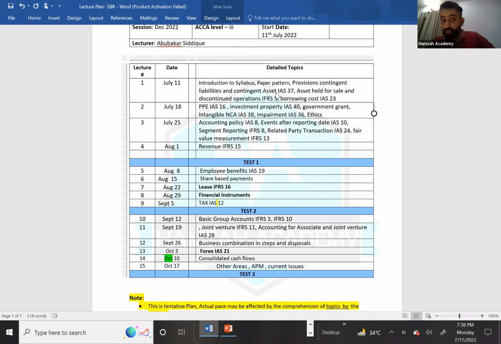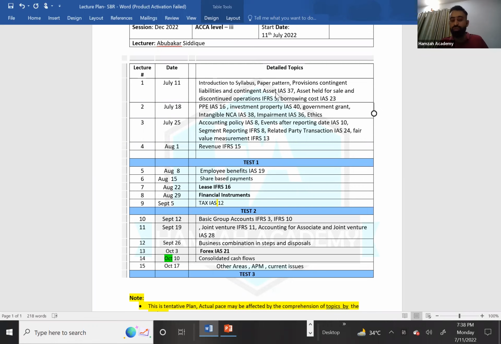We have fair value measurement, which is IFRS 13. In this standard, we will study how a fair value should be measured for particular items in a financial statement. Then we have IFRS 15 revenue. This is not a new accounting standard for you, because this is the standard which we have studied at FR level as well, and we are going to study it again at SBR level. So we have IFRS 15 revenue.